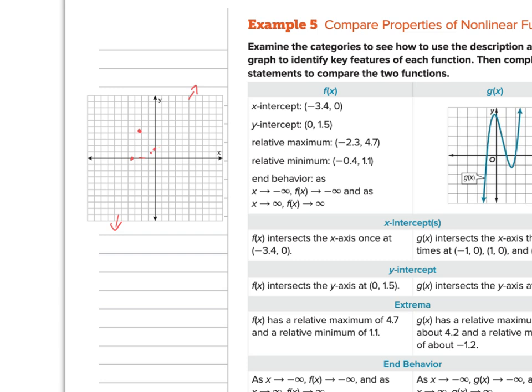They tell us we have a relative maximum at approximately negative 2.3 and 4.7, and then a relative minimum at negative 0.4 and 1.1. And then my end behavior is x approaches negative infinity, y approaches negative infinity, so we're heading down. As x approaches positive infinity, y is approaching positive infinity. So this function would look something along the lines of this. Just sort of connecting my dots. Okay, not drawn to scale, obviously, but general motions.